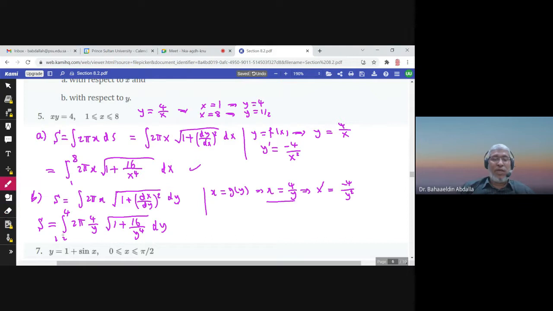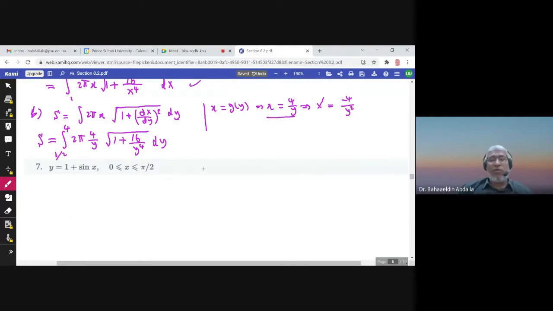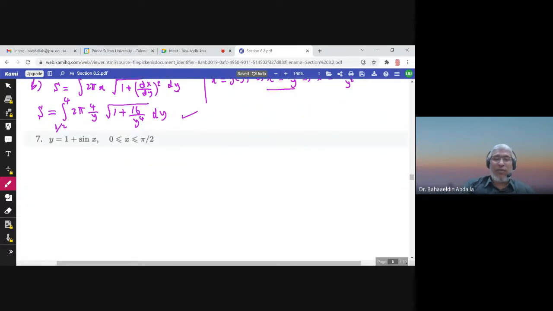Usually in substitution, we replace 1 by 4, so we write it from 4 to half, but this will result in a negative surface area. So in the surface area, when we have this case, we keep the smaller number below, so half to 4. Now, if you use your calculator, you should find the same answer in both parts.